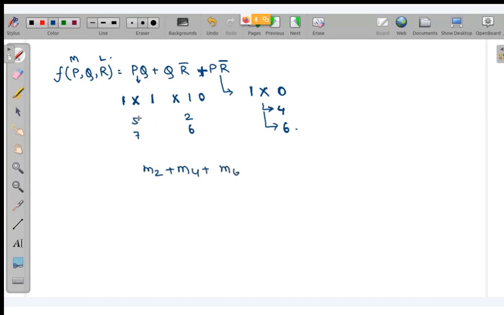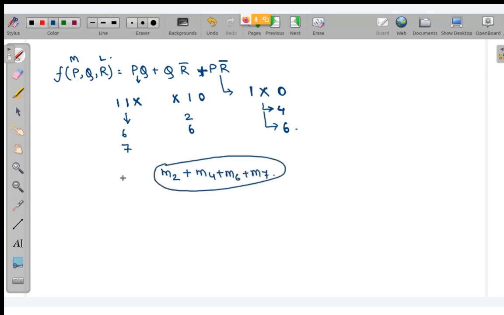So why am I getting 5 over here? Sorry, I have made a mistake over here. R was missing and I had taken Q as missing. P has value 1, Q has value 1 and R is missing, so this will be a don't care. If I take 0, this will be 6. If I take 1, this will be 7. Now it is correct. So if I write the minterm numbers, this will be M2 plus M4 plus M6 plus M7. Did we understand this method?